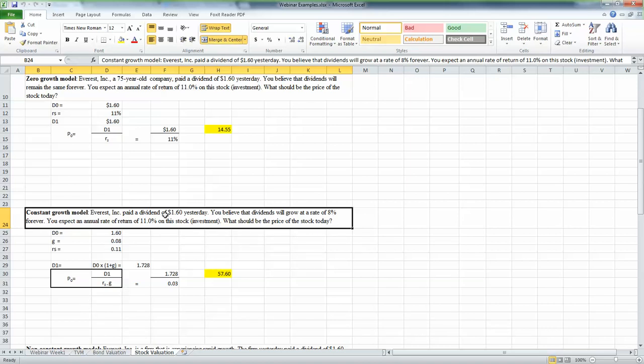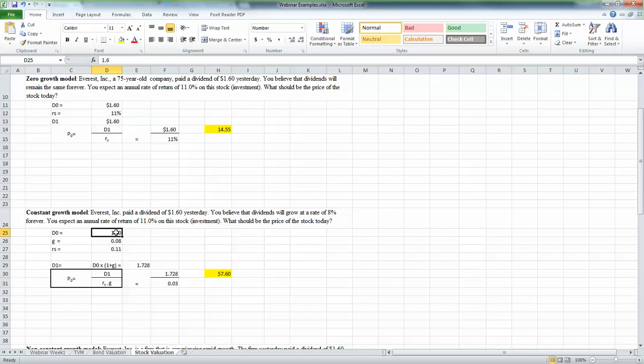I said here paid a dividend of $60 yesterday. So actually it's a D0, right? So $60 yesterday, that means it's D0. When you do stock pricing, we always calculate the value based on the future cash flows. So you don't want to use D0 here, you want to go for D1. So D1 is basically a future value of $60 in one time period, right?